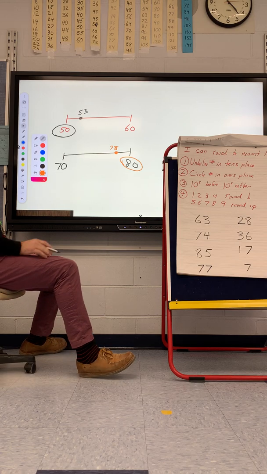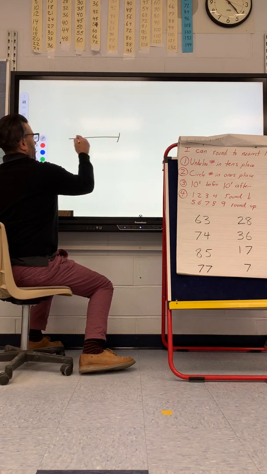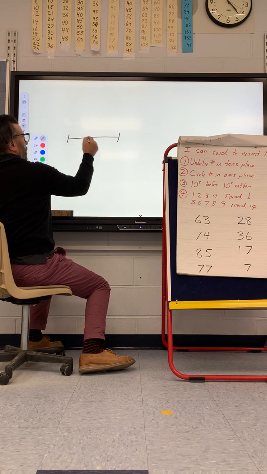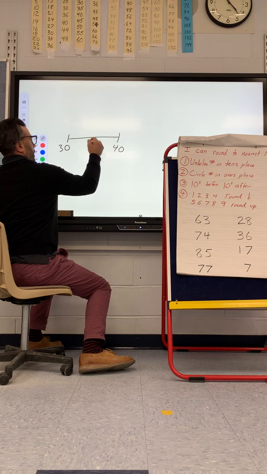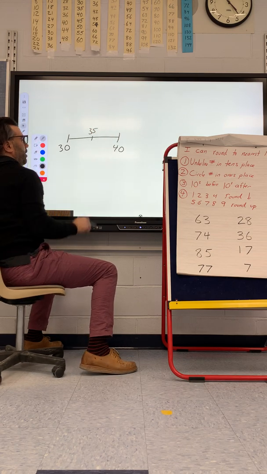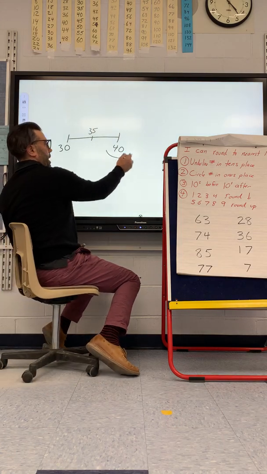And then basically, the one that's a little funny is people always ask me, well, what happens if it's in the middle? What if I had like 35, between 30 and 40, and 35 is right in the middle? Well, 35 goes up. It goes to the bigger number, okay?